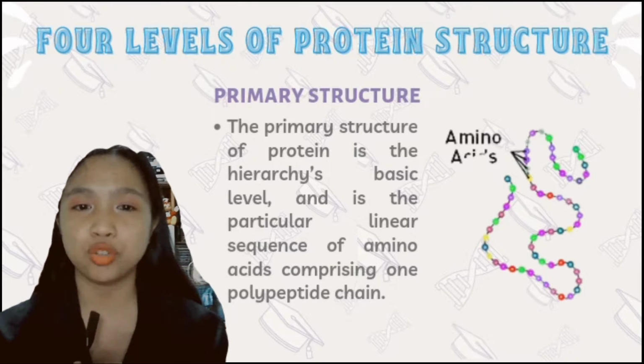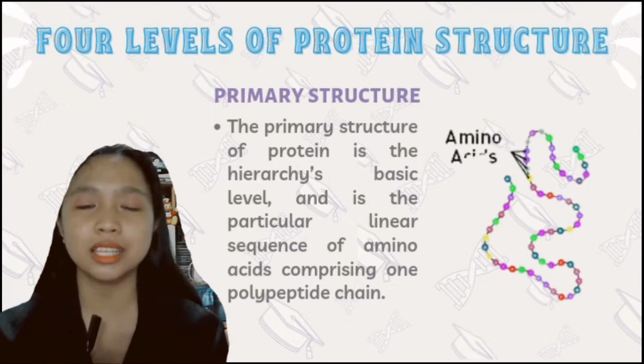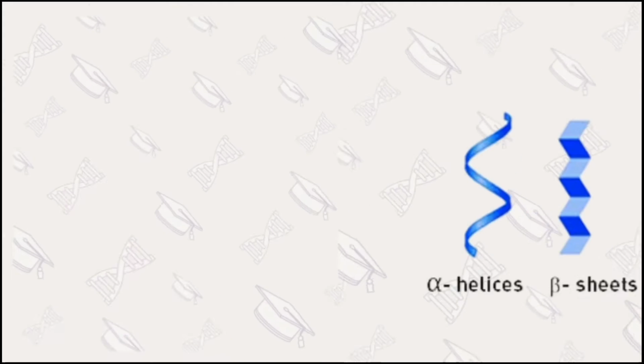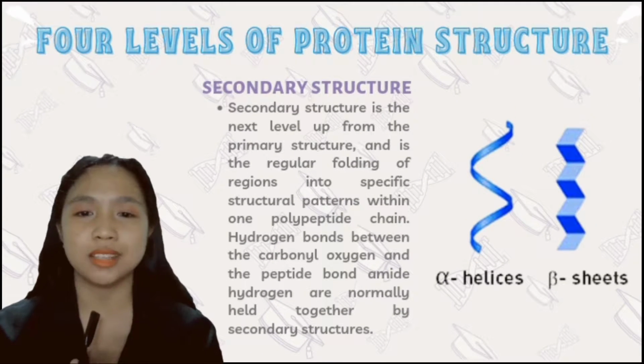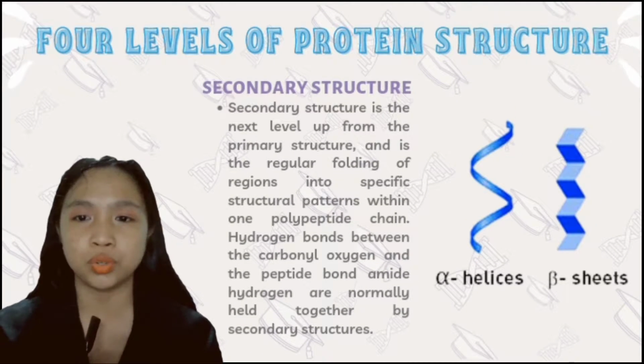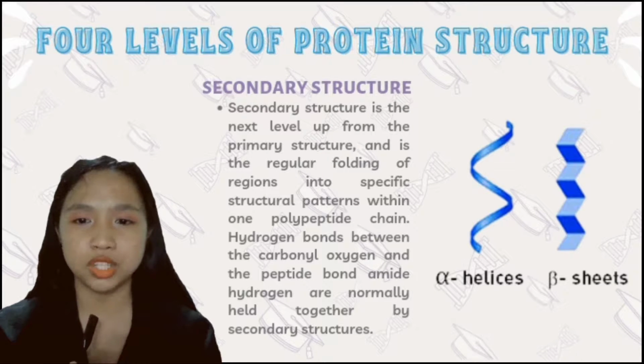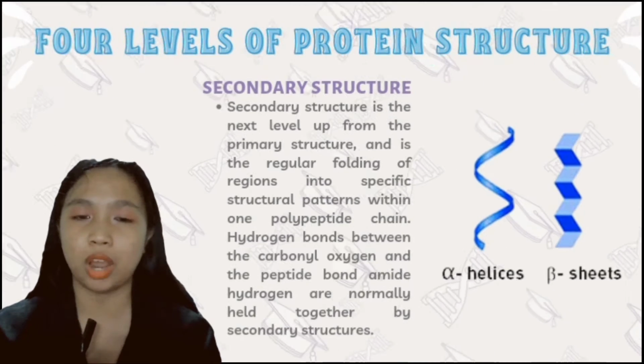Number 1, the primary structure of protein is the hierarchy's basic level and is the particular linear sequence of amino acids comprising one polypeptide chain. Number 2, secondary structure is the next level up from the primary structure and is the regular folding of regions into specific structural patterns within one polypeptide chain. Hydrogen bonds between the carbonyl oxygen and the peptide bond amide hydrogen are normally held together by secondary structures.